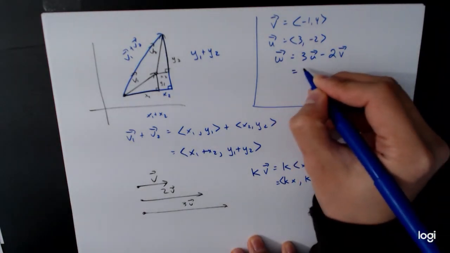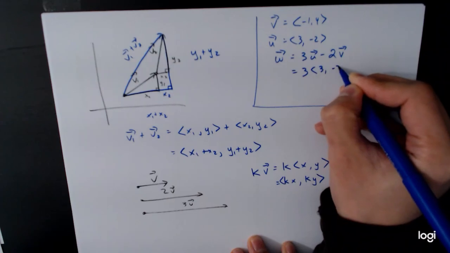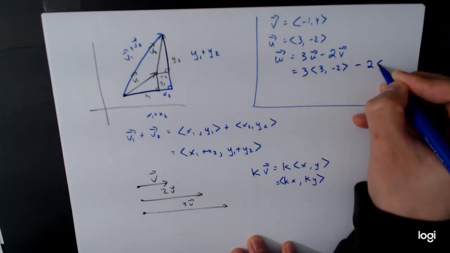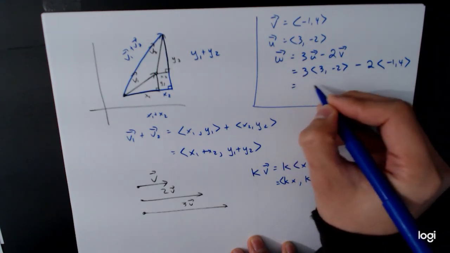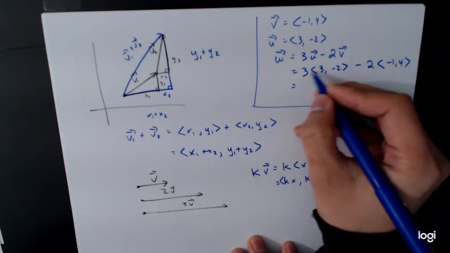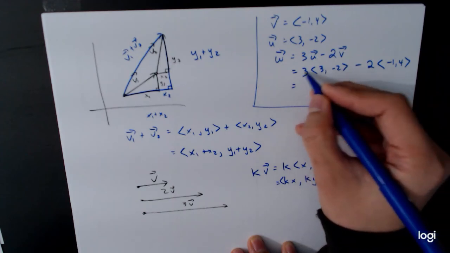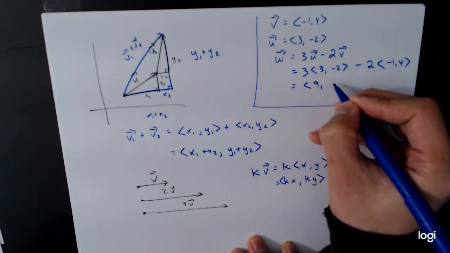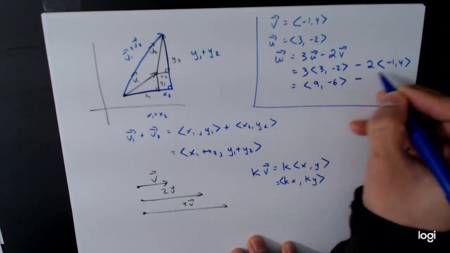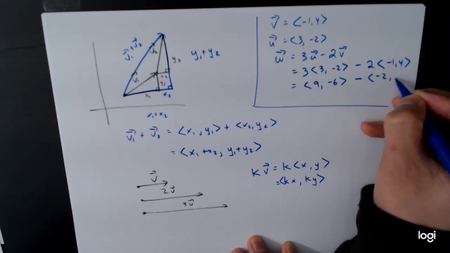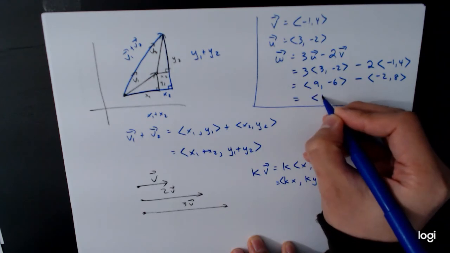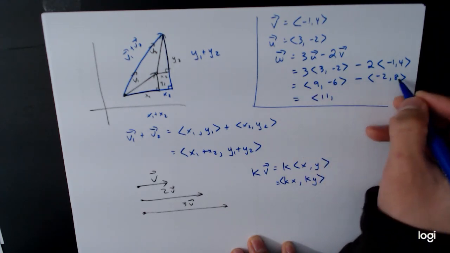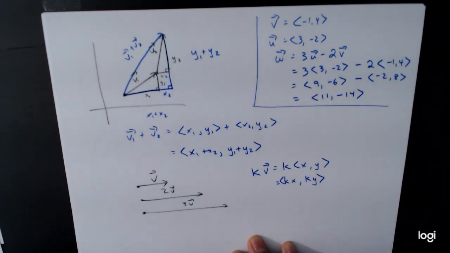All right, so the vector u is 3, comma, negative 2, minus 2 times the vector v, which is negative 1, 4. So we're going to distribute. Well, we'll see why this is a distributive problem. We're going to multiply each component by 3: 9, negative 6, minus negative 2, 8. 9 minus negative 2 is 11. Negative 6 minus 8 is negative 14. And so this is vector arithmetic.